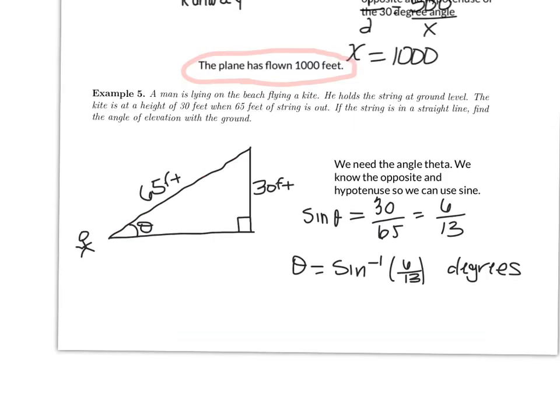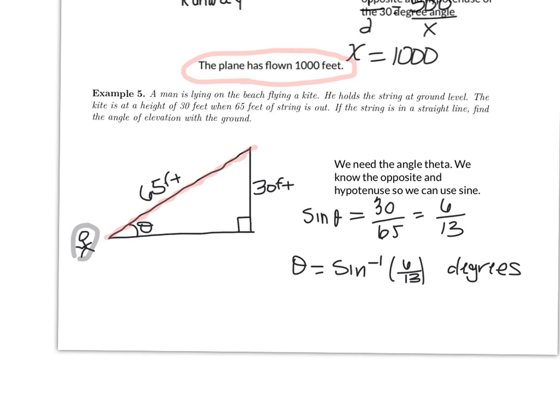If you had trouble with the setup at all on this one, I put the little guy, this is where he's laying down on the ground, right? He holds the string at ground level. The kite is at a height of 30 feet. So if the kite is 30 feet in the air, that's measured perpendicularly. And 65 feet of string is left out. So here's his string, right? We're looking for that angle of elevation with the ground. I've marked it theta here. We need the angle theta.